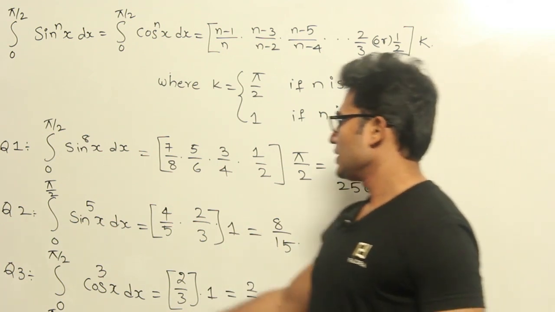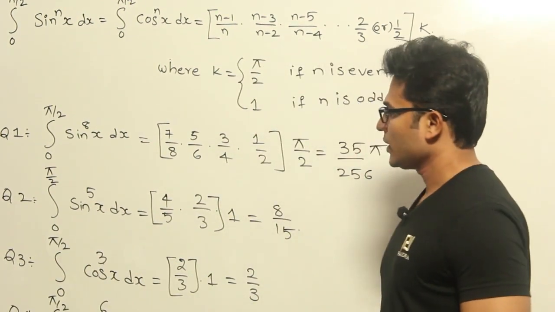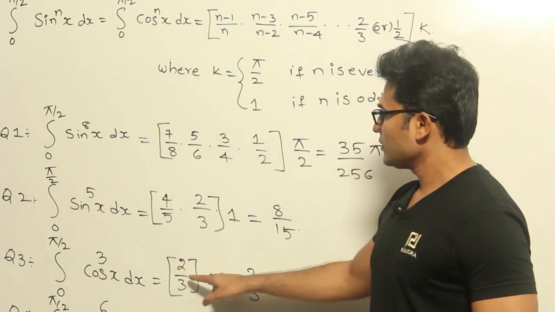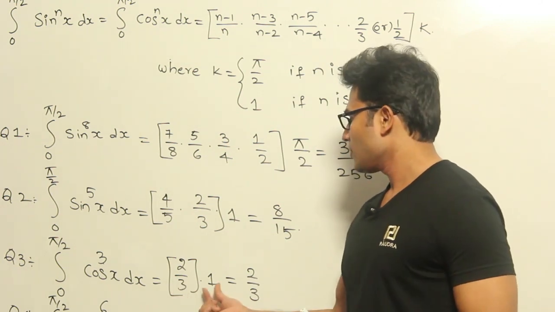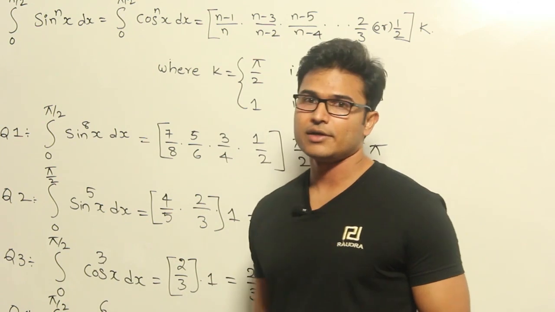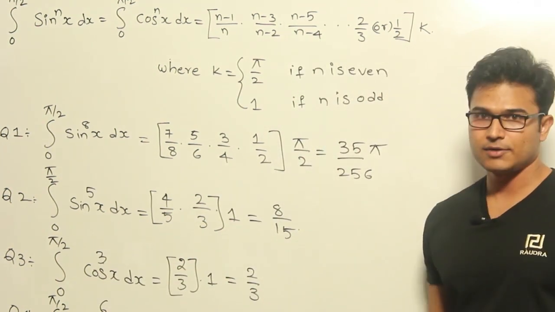Now the next one is integral 0 to pi by 2 cos cube x dx. So again you can do the same thing, n minus 1, like that. But then if you see it, right away we got 2 by 3, so you have to stop there and multiply with pi by 2 or 1, that depends on the value of n here. Now since it is odd, multiply it with 1, so you are going to get 2 by 3, right?